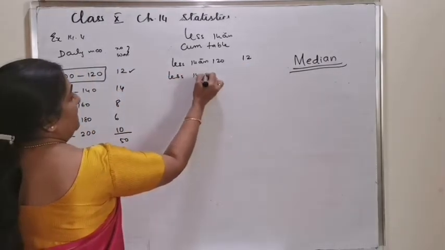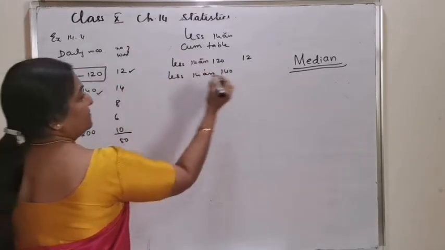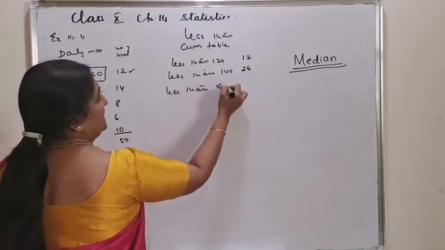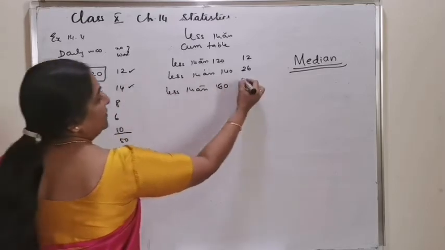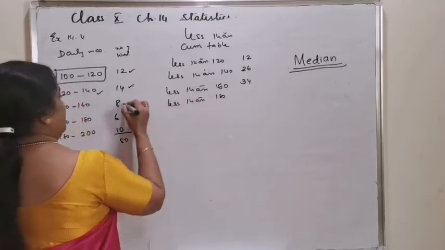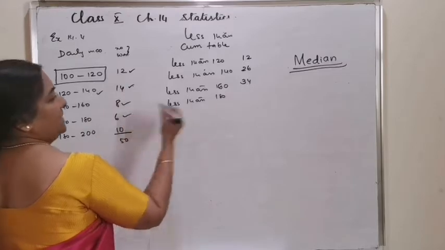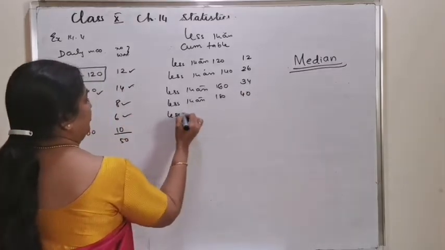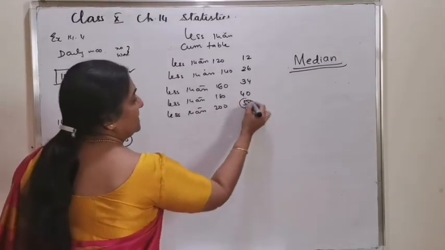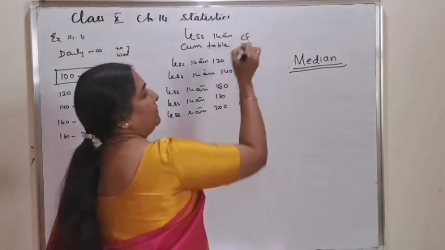Then less than 140. From the beginning, there are 12 plus 14, which is 26. Then less than 160: 26 plus 8, 34. Less than 180: 34 plus 6, 40. Less than 200: 40 plus 10, 50, and it is matching. And now, how to draw? This is the cumulative frequency.